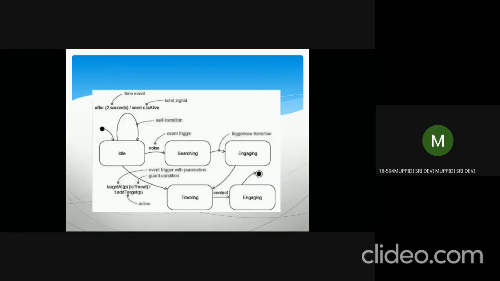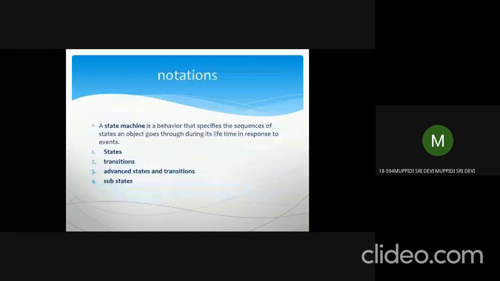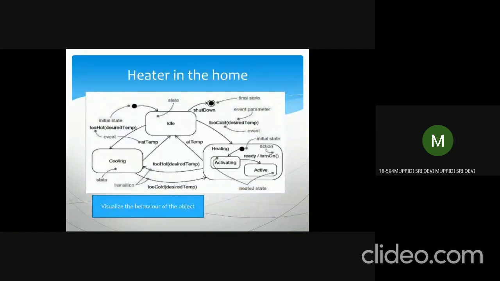Okay, this is also completed. Every advanced state also has entry and exit actions, and every advanced state has an internal transition. What is an internal transition? As I told you, here, if you see, the directed line between activating and active. Inside the heating state, there are two substates, activating and active. So the directed line between activating and active is an internal transition. What is the main use of an internal transition? It allows changing from one state to another state, but it does not cause the heating state to exit.